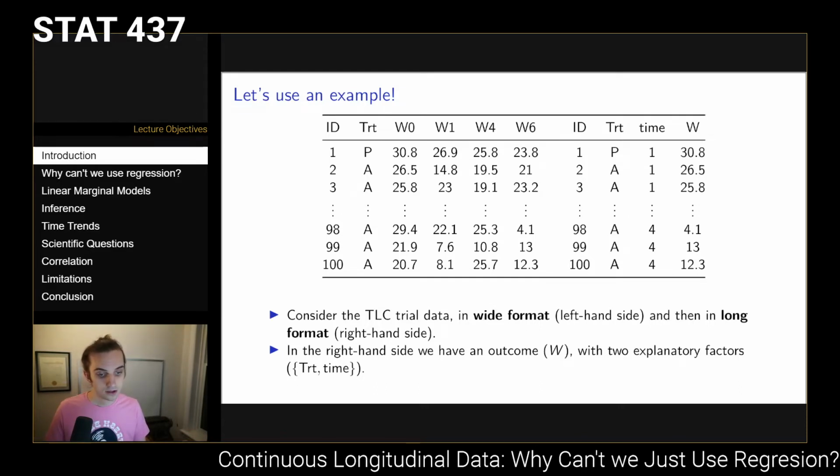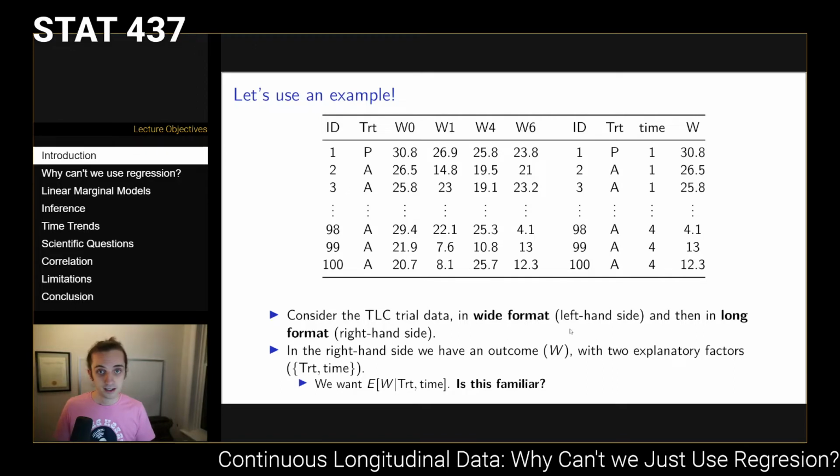And so the question is, if we want to model the expected value of W given the treatment and the time, how might we go about doing that? Does that look familiar? I ask this only slightly as a rhetorical question. I'd actually encourage you to think about it. Is there a way that you would think to go about doing this?